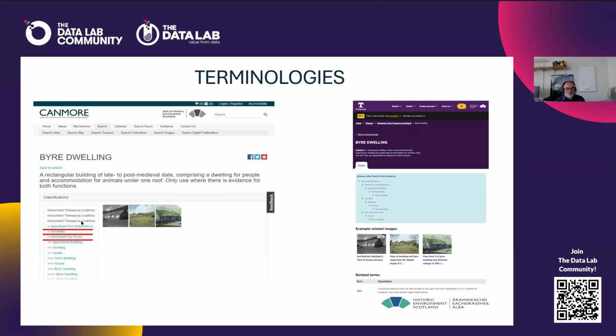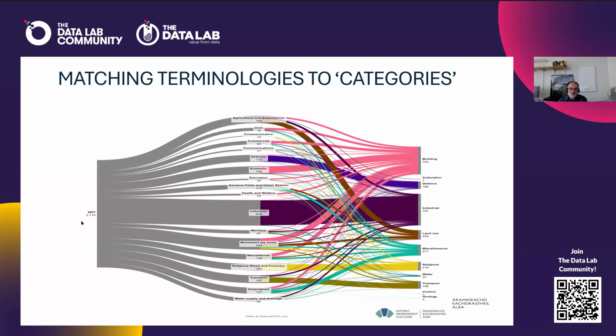So we ended up remapping all 2,000 terms in the thesaurus to the labels, the values that we want to display. It's just a screenshot of the former Canmore and the current one on trove.scot, the new web page rendering of what a byre dwelling is. So as I say, we've got over 2,000 terms in the monument thesaurus, mapped to 18 top group terms.